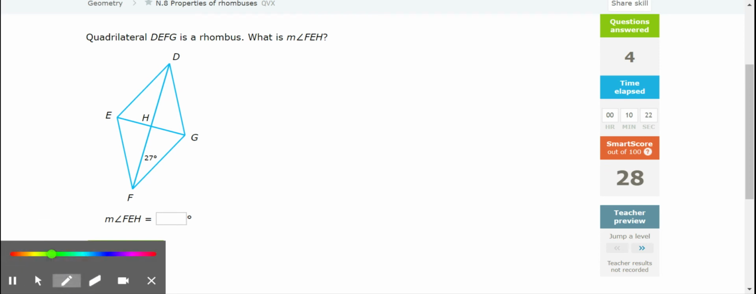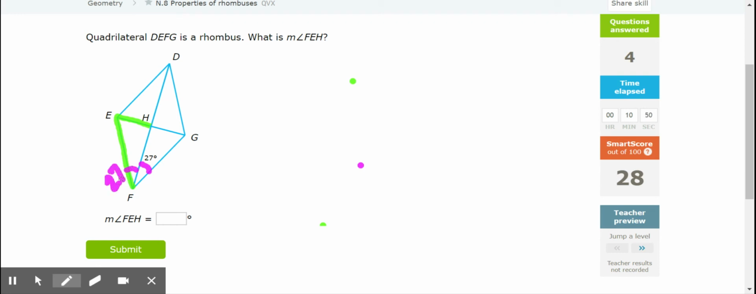So we have another rhombus because that's all that we're working with on this skill. And it wants to know the measure of FEH. FEH is right there, which I marked in green. Okay, so let's mark what we do know by this 27 that it's got going on. If this side is 27, then I know that this side is also going to be 27. And I also know that this is a right angle.